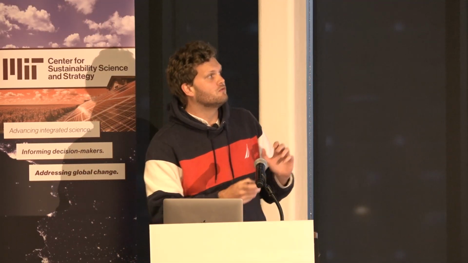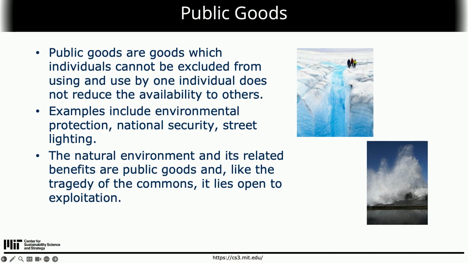Okay, so related to this concept, we have this idea of public goods. Public goods are goods which individuals cannot be excluded from using. If you think about that land, anyone can put their sheep on that land. And use by one individual does not reduce the availability to others. Key examples include things like environmental protection. If you protect the environment for one person, you're protecting it for everyone, right?